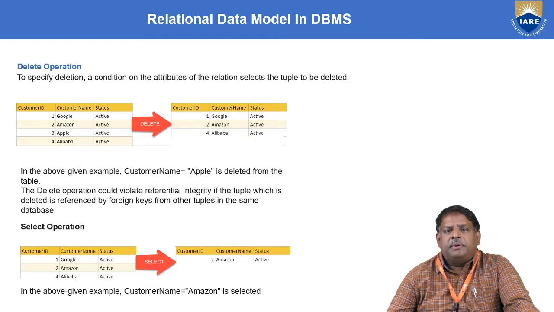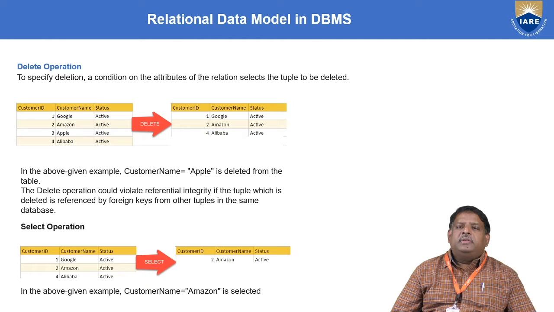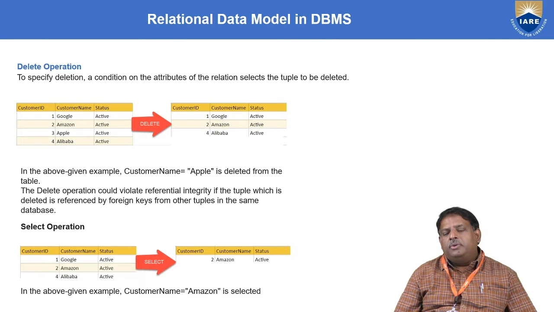Similarly, we have the select operation. In select, we say which columns we want to view in the data from the relation. Therefore, I say select A, comma B. It will give me the values of A, comma B. It will not give me the other columns C, comma D. If I say select star, it will give me all the rows from the table.